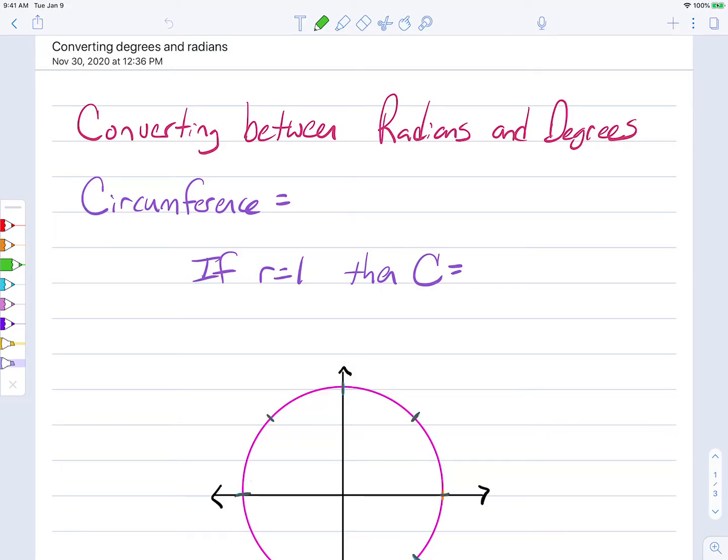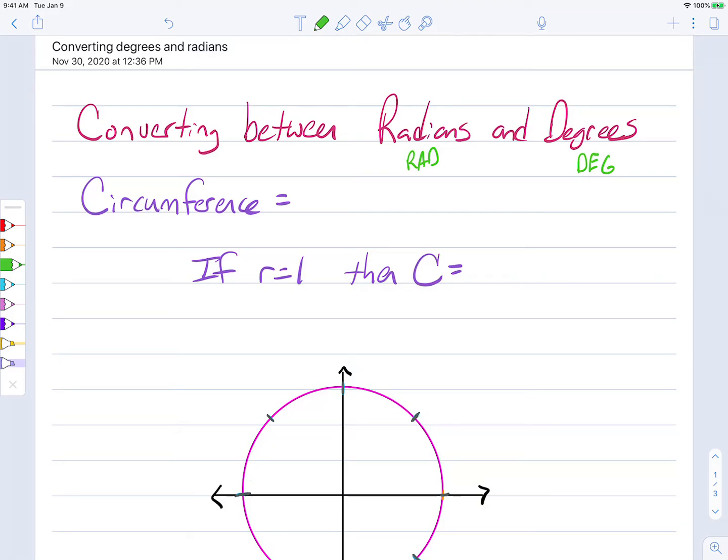Converting between radians and degrees. So there are different ways to measure angles, and those are called radians. That was one of the things I was referring to on your calculator. If your calculator was in DEG for degrees or RAD for radians, that's what it was referring to. So we're going to talk about radians.